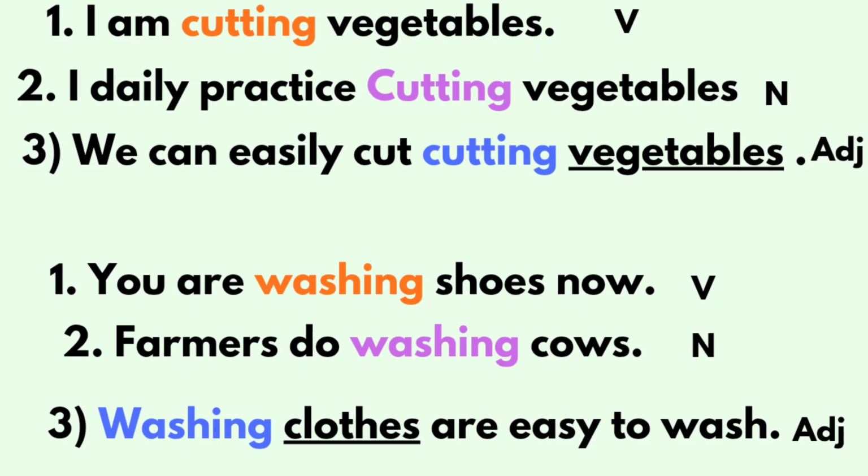Look at the third sentence. Washing clothes are easy to wash. Which kind of clothes? Washing clothes. Here, washing is an adjective and it describes the noun clothes, right? Generally, adjectives describe, modify, or give information about nouns. Here, clothes is a noun and it is described by the adjective washing. Which kind of clothes? Washing clothes. So, washing is the adjective in the sentence. So far, we have discussed 4 examples. We'll see some more examples.